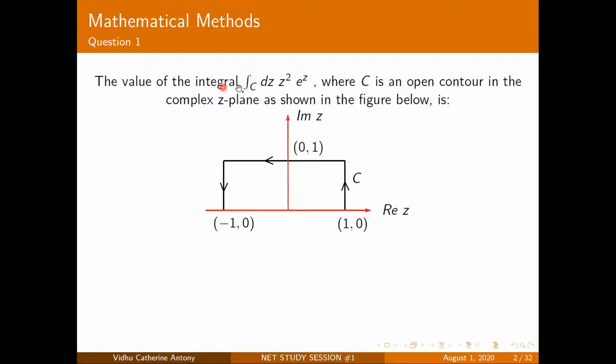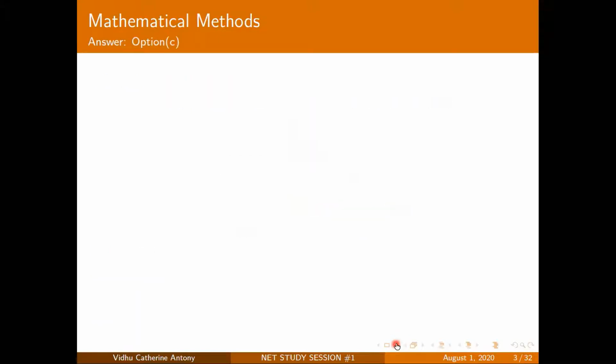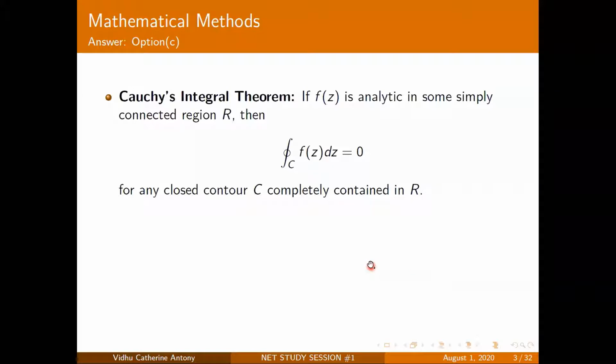So the value of the integral over C of z squared e to the power z dz, where C is an open contour in the complex plane Z, is as shown in the figure below. This is your real axis and this is your imaginary axis, and these are the options that are given to you. So let's look at what we have to use. We have to recall this from memory.